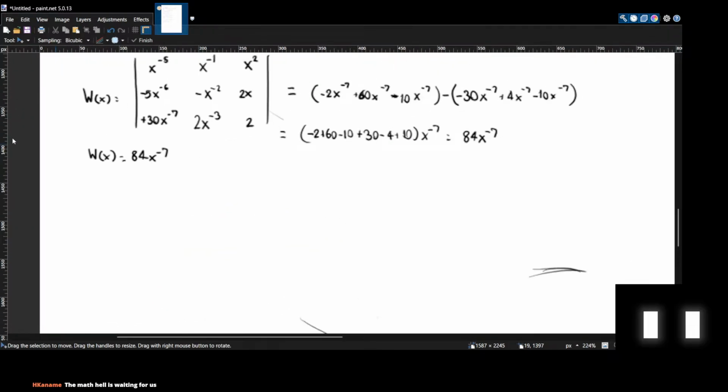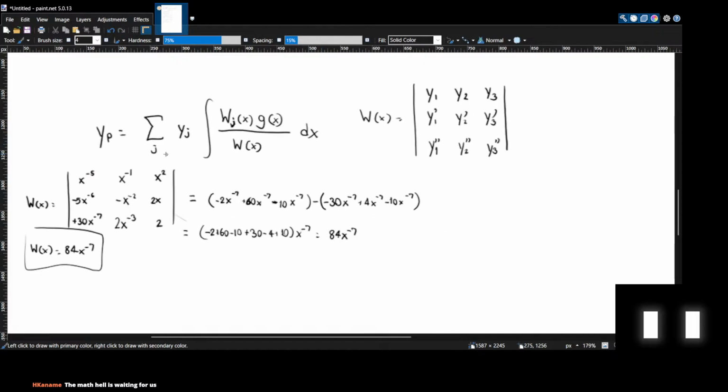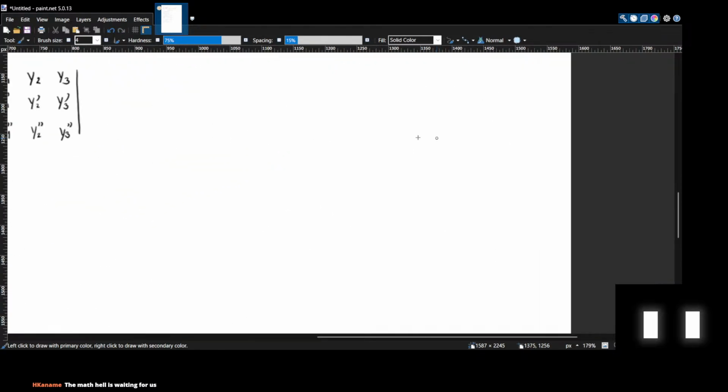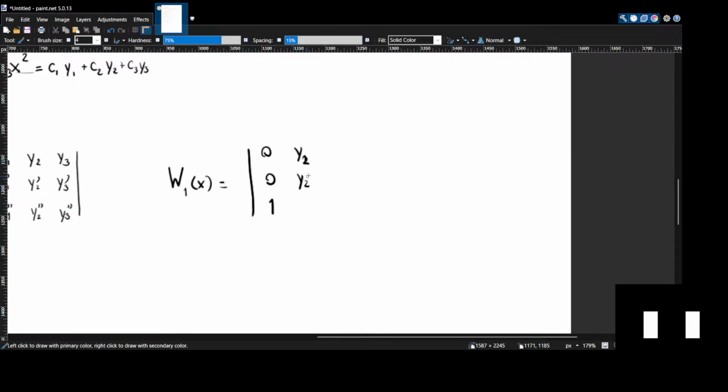Okay. So this is the Wronskian. Gonna box that in so we know later on that it's gonna be important. Next up is, what is WJ here? Well, WJ here, the math hell is waiting for us. The gates of hell are open. Let's say if we have 1, what does this mean? This means we replace the first column by 0, 0, 1, and the rest just stays the same.